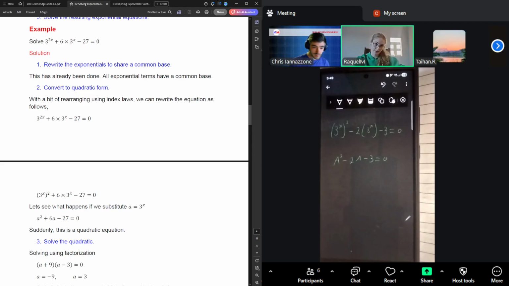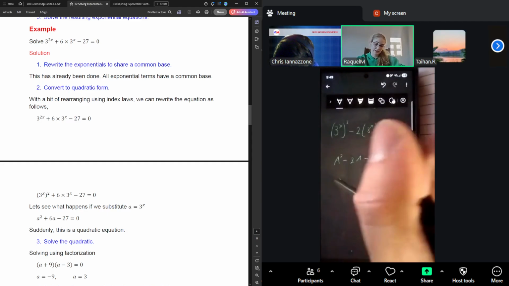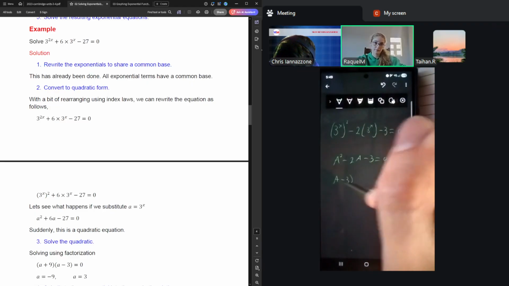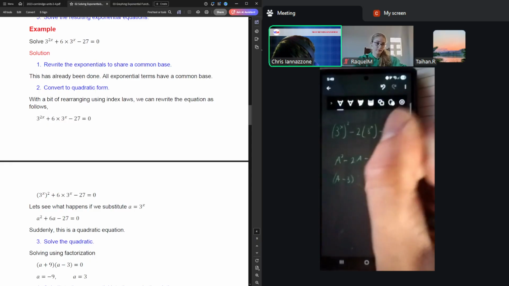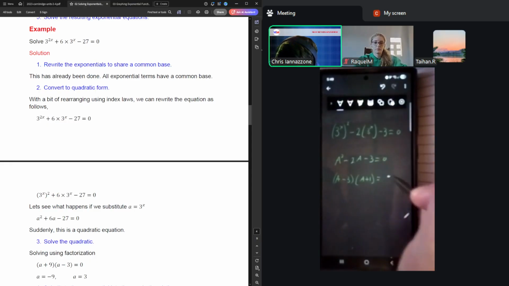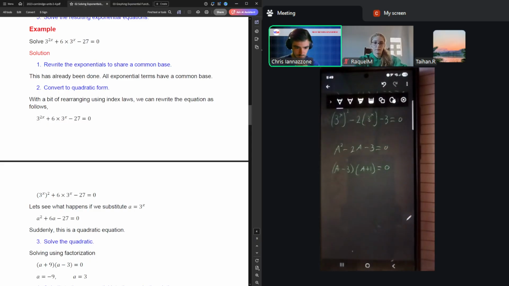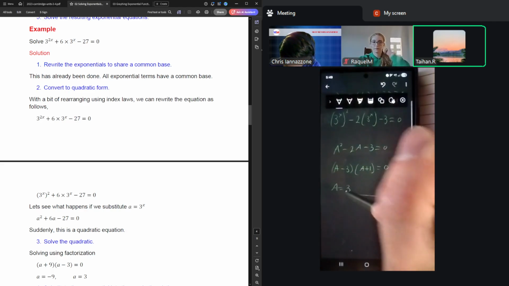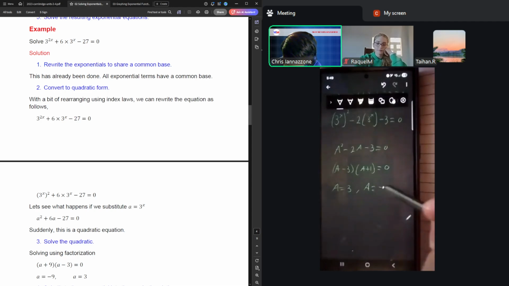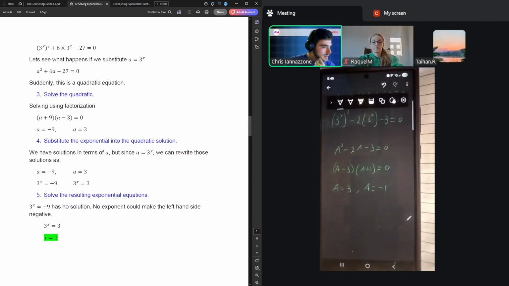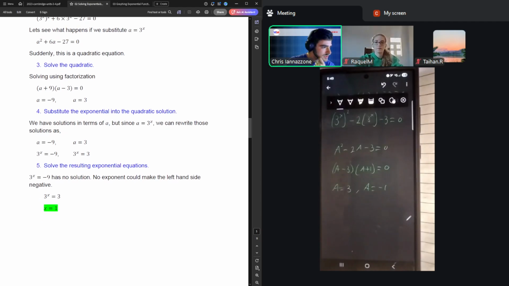Factorize it. Yeah, so then that factorized would be a minus 3 times a plus 1. Cool. So a could be 3 or negative 1. Yep, a equals 3 or a equals negative 1. Nice. That got us all the way through step 3, which is nice. Almost there.